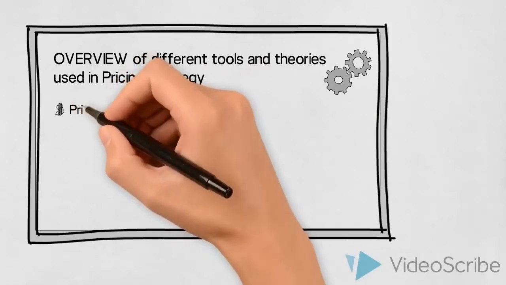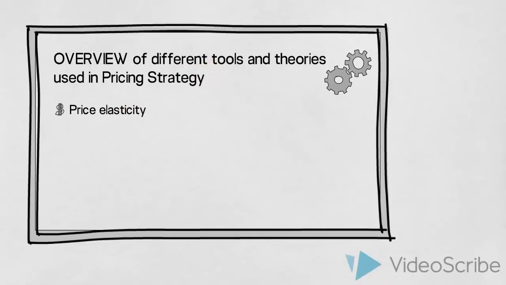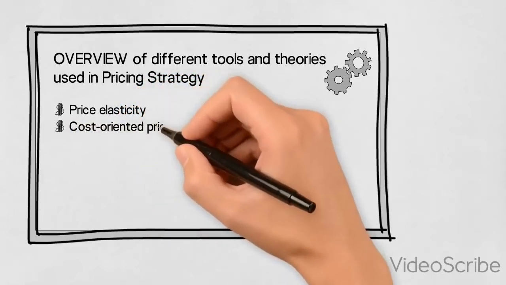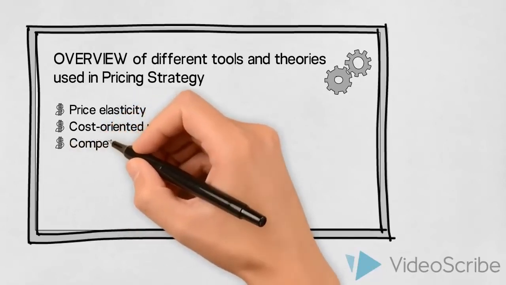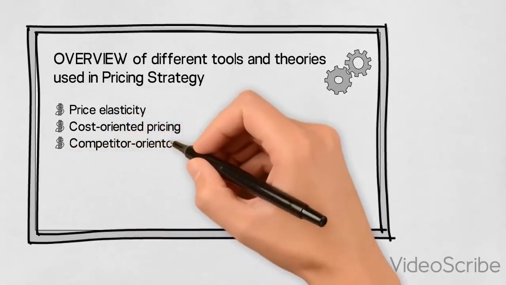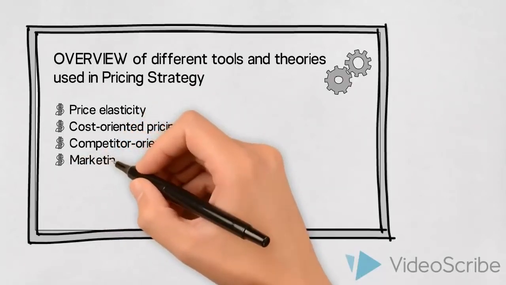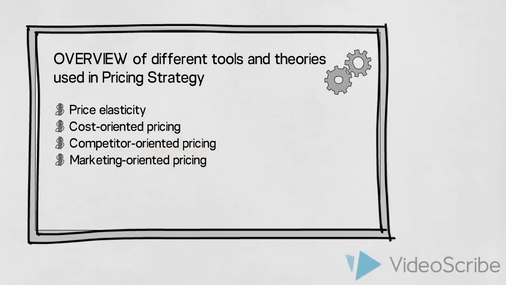Price elasticity can be looked at. To what extent, if at all, will a price change impact the demand for our product or service? Secondly, cost-oriented pricing can be used. This is where we base our price on the different costs involved in producing and selling our product. We can also use a competitor-oriented pricing. This is where we base our price on the knowledge we have about our competitors' prices and activities. Another option is the marketing-oriented pricing, which involves looking in depth at how our customers value our product or service.